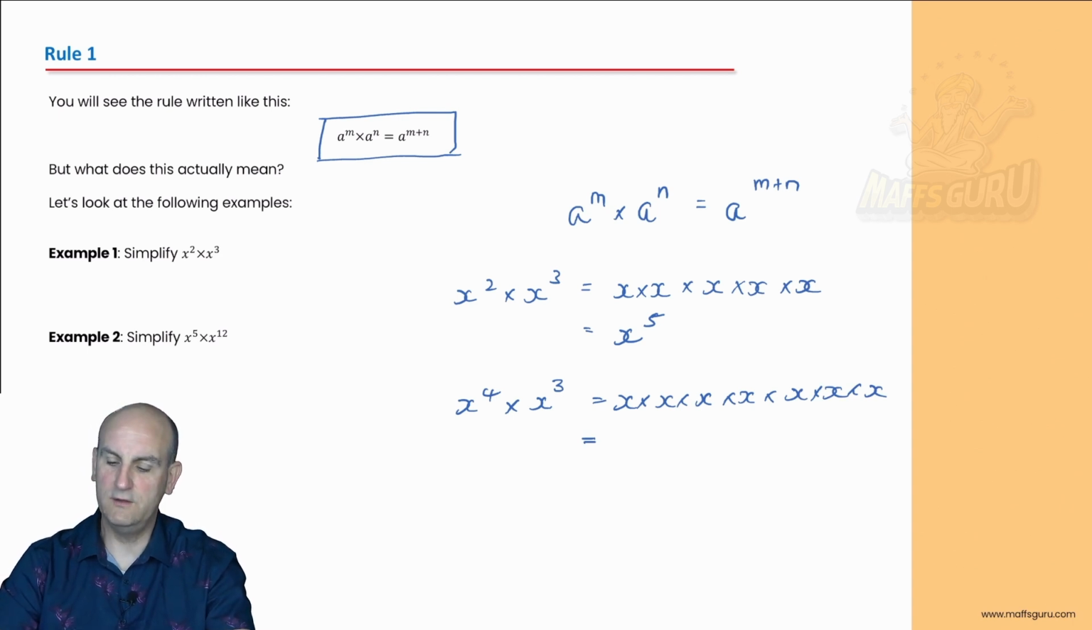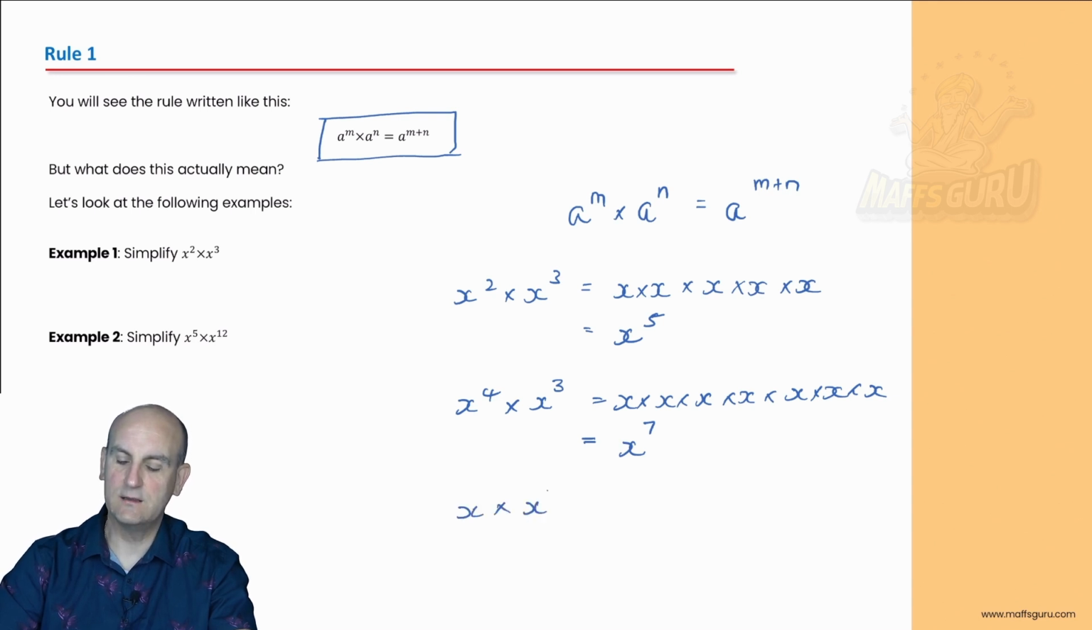I've got 1, 2, 3, 4, 5, 6, 7. x to the floaty 7. Are you seeing the trick here? All right, let's just do this simpler. Let's just do x times x squared. I've got an x times x times x, which gives me x to the floaty 3.